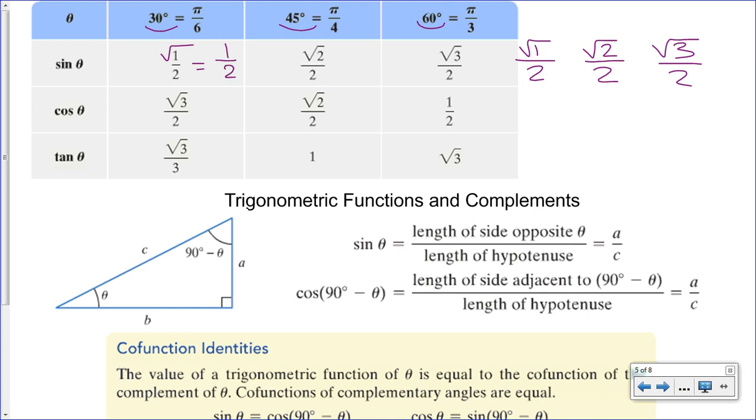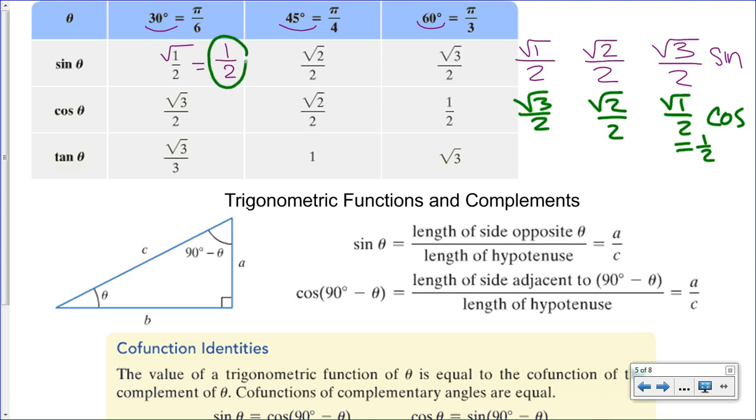Now, if that is the case for sine, then for cosine it will be in reverse. So it will be the square root of 1 over 2, the square root of 2 over 2, and the square root of 3 over 2. And of course, this one we know it reduces to 1/2. All right? You could also make the connection that whatever is the sine of 30 is also going to be the cosine of 60. Yes? Okay. So now I want us to go to the unit circle.